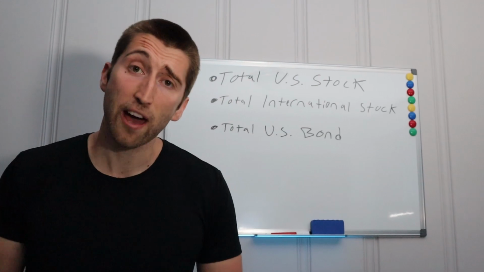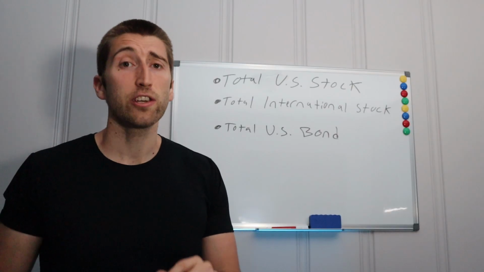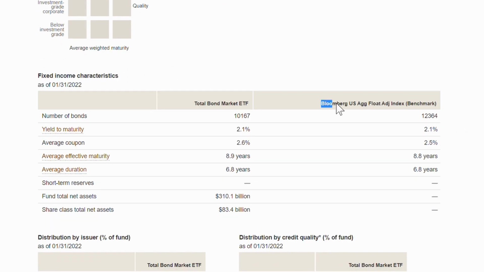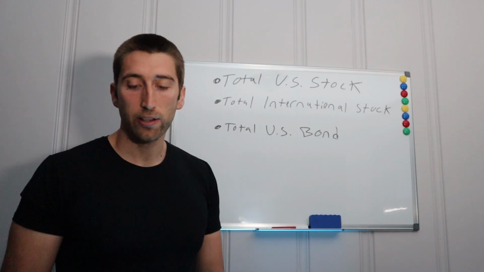And then the last example I have for you is for the total US bond fund. Fidelity and Vanguard actually track the same index here, and that index is the Bloomberg US Aggregate Bond Index.